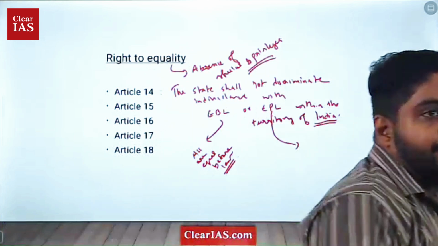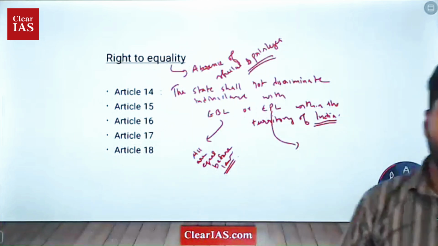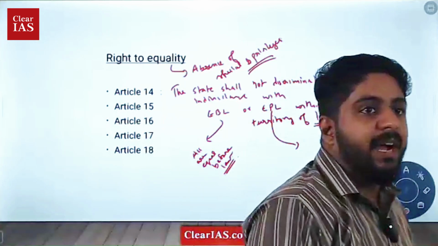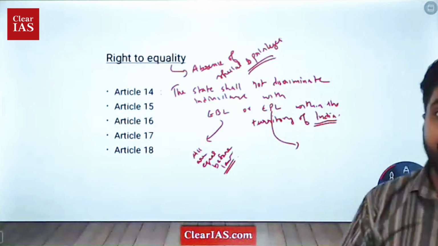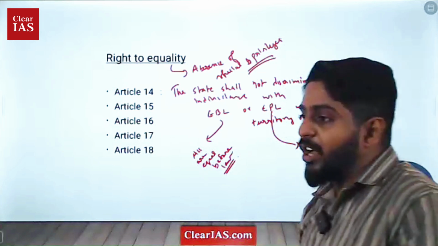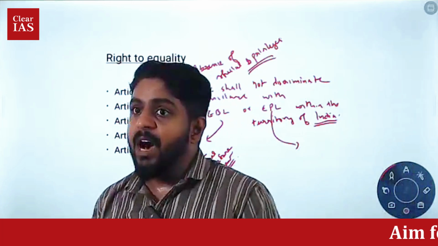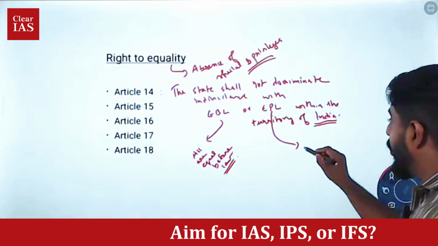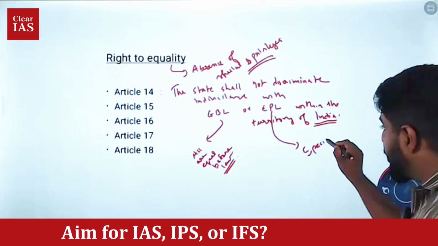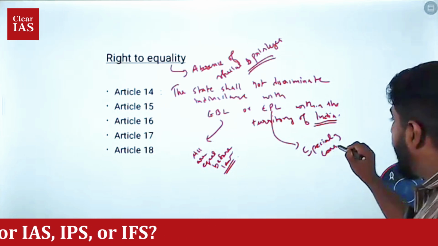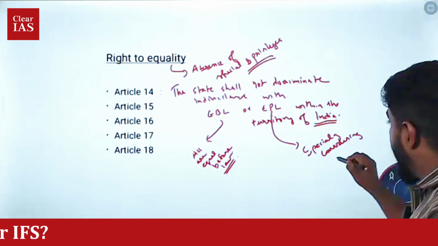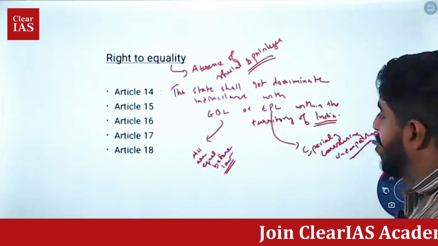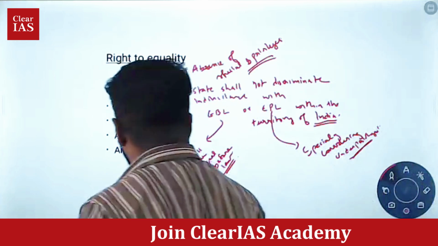Say, for example, if there is a poor person, you give a scholarship, isn't it? If there is an unrepresented community in society, you provide reservation. Can you say that it is a violation of equality? No, we are providing special consideration. So, equal protection of law means you are specially considering some backward or underprivileged communities. This is the difference between equality before law and equal protection of law.